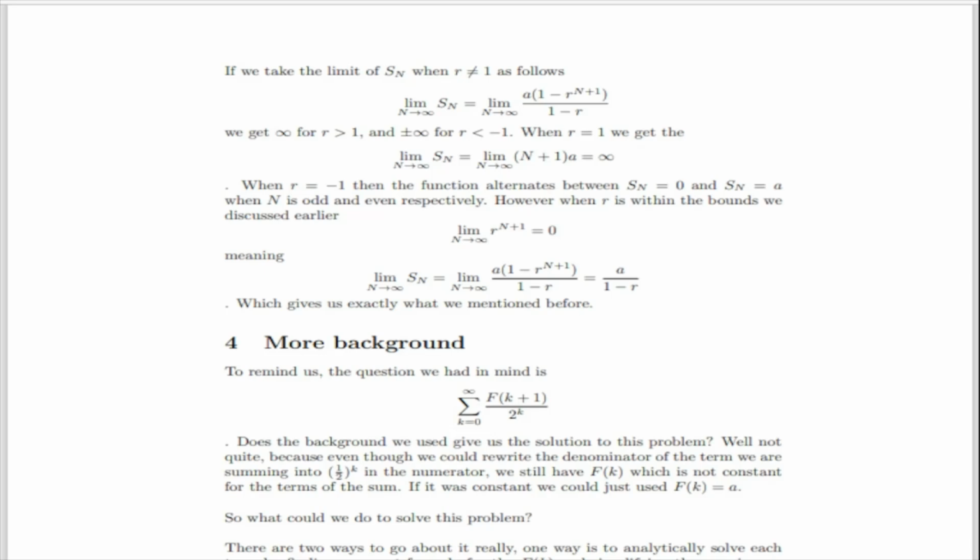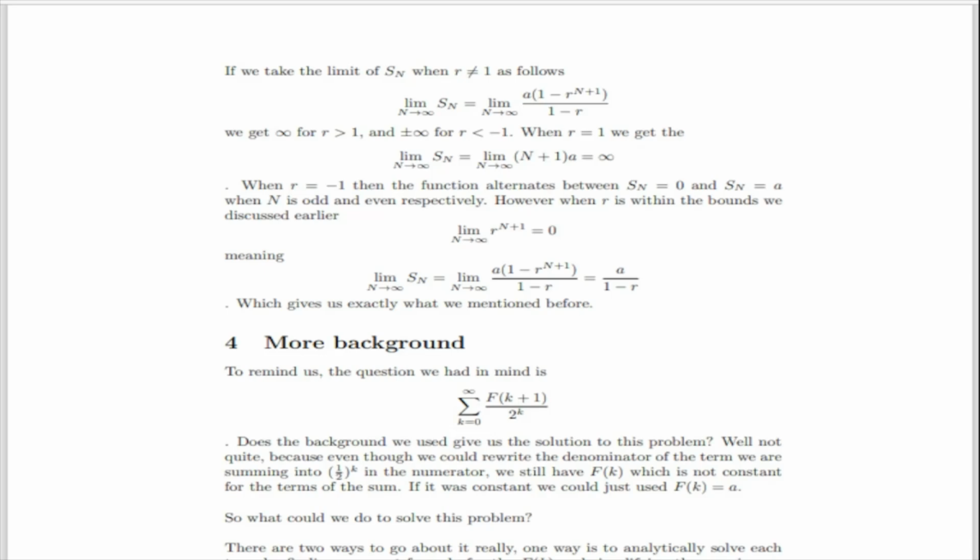So when r equals 1, the limit of n plus 1 times a equals infinity, because as n goes to infinity, infinity times a positive constant is also infinity. When r equals negative 1, the function alternates between S of n equals 0 and S of n equals a, when n is odd and even respectively.